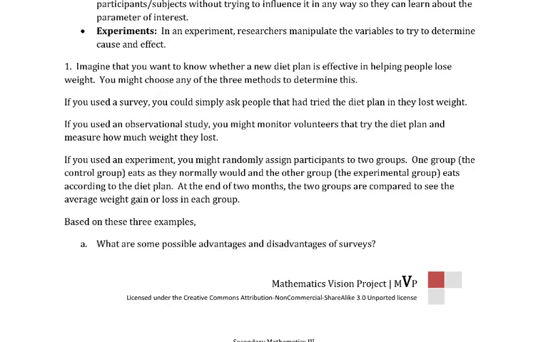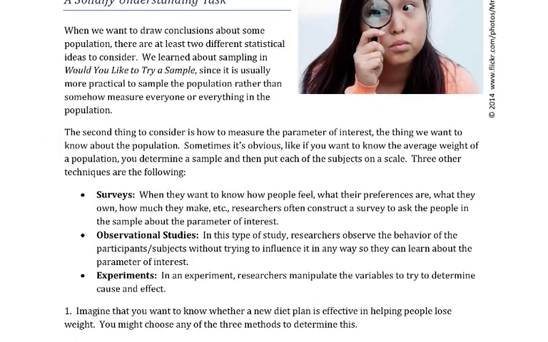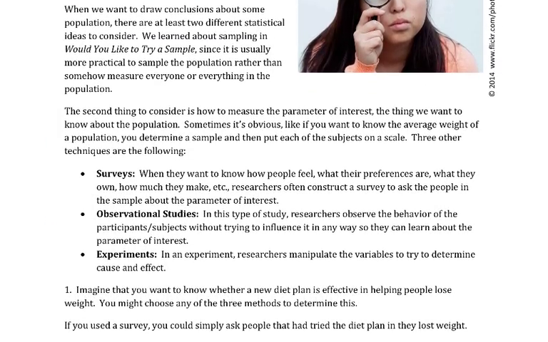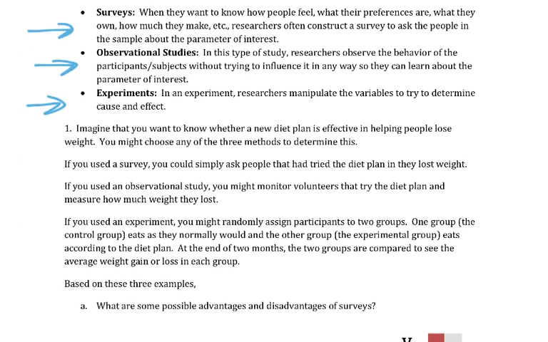Alright. So now let's look at this one. Now we're going to talk about different types of ways that you can gather data, information. So you've got surveys, observational studies, and experiments. Surveys usually want to know how people feel, what their preferences are, some just easy data. Observational, somebody's watching the behavior, trying to see what's going on. Experiment is where you try to manipulate the variables to determine cause and effect.